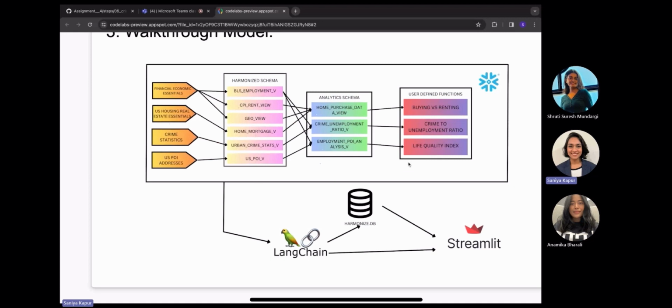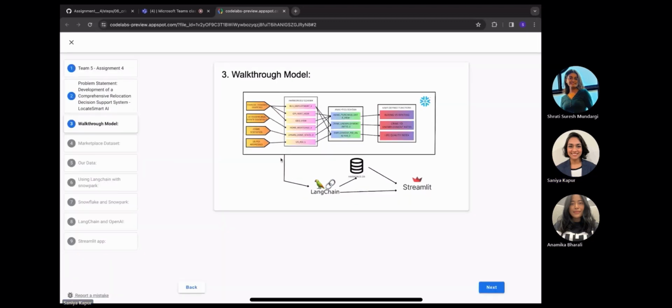With that, all of this process is then called in LangChain, where you can ask certain questions. You can query it in natural language, and you put that in LangChain and on Streamlit, and it processes the whole database. So that is how we have proceeded with our model. Now I would request Shruti to take over.